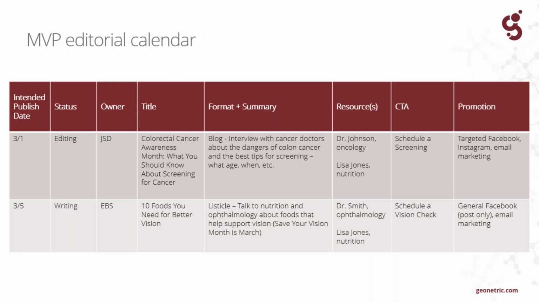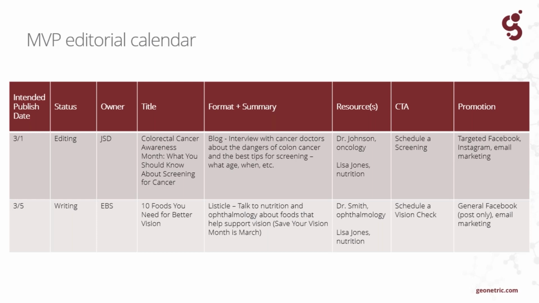An MVP, around here at Geonetric, we use that as minimal viable product. It's very much a software term, but it's a really great way to think about how you can make small slices and steps, like Anne mentioned earlier, to get you toward the goal. So in an MVP editorial calendar, you might start off with just a few categories. Maybe you throw out an intended publish date. Maybe you have a list of status and owner. So who owns it? What's the status? What version is it in? Where are we at with that? A title and a summary.